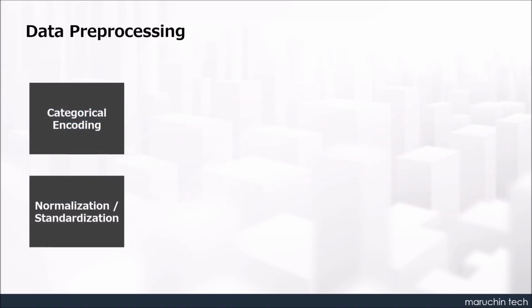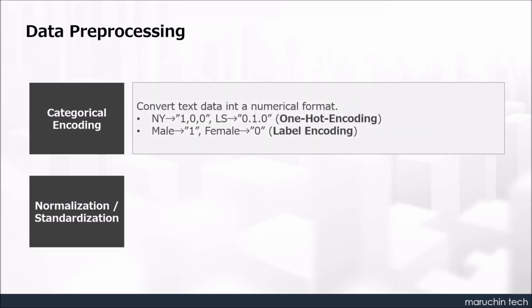Let's continue with data preprocessing. The first is converting categorical data to numbers. Machine learning models can basically only handle numbers, so we need to convert text data into a numerical format. Two common methods are one hot encoding, which represents categories with 0 or 1, and label encoding, which converts categories into a simple integer.